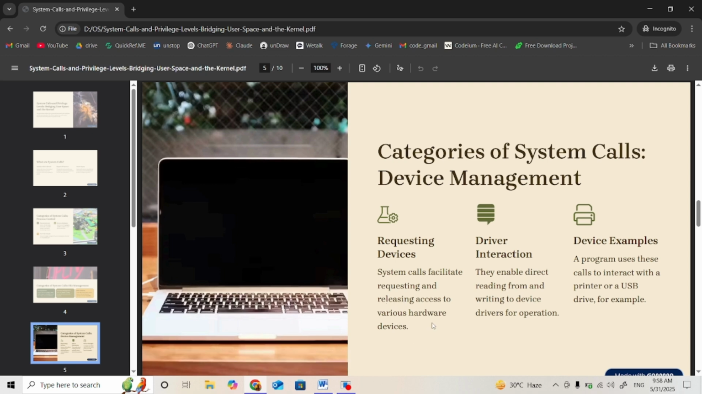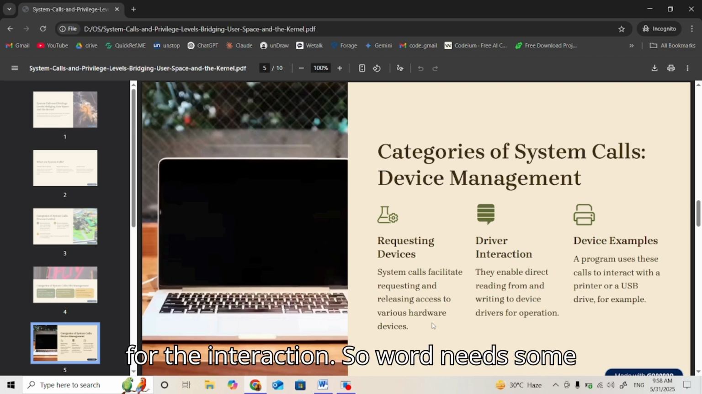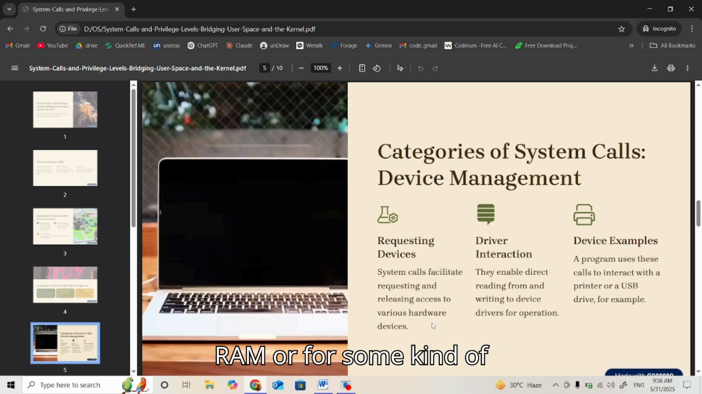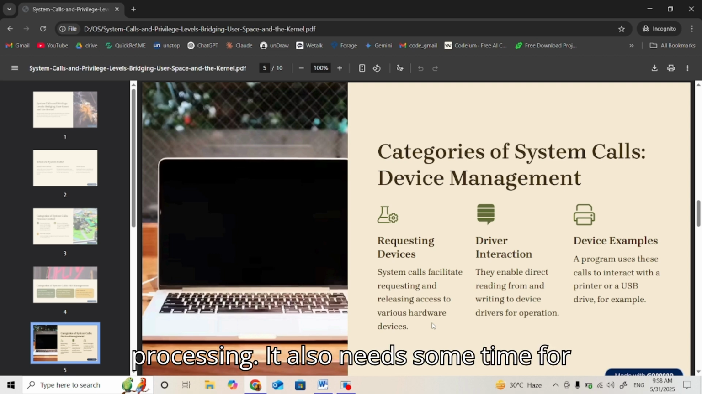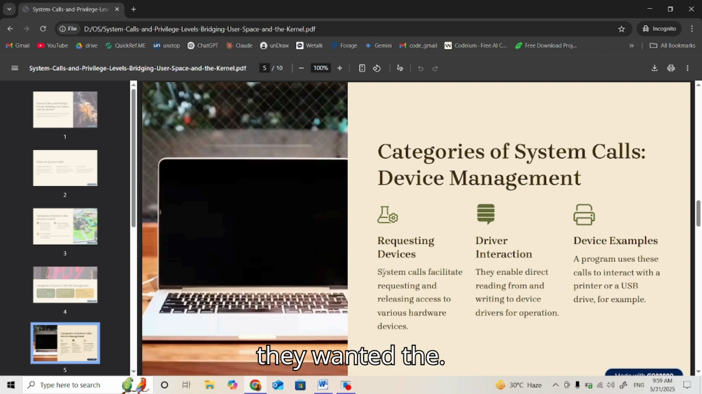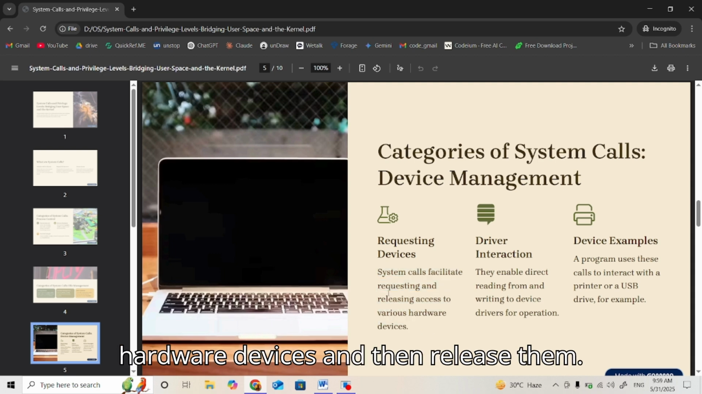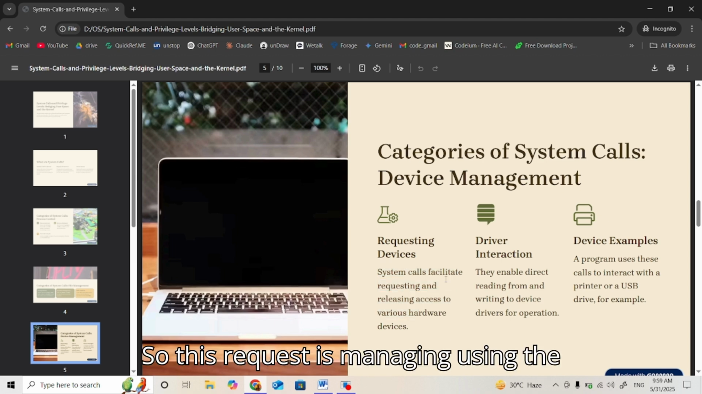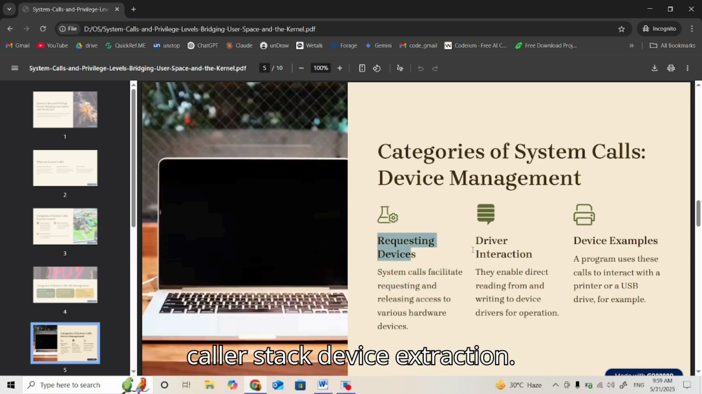Take the example we had before, Word. Word that we utilize for interaction needs some RAM, and for some kinds of processing it also needs some CPU time. So that's how they want access to the various hardware devices, and then release them. This request is managed using the call stack.